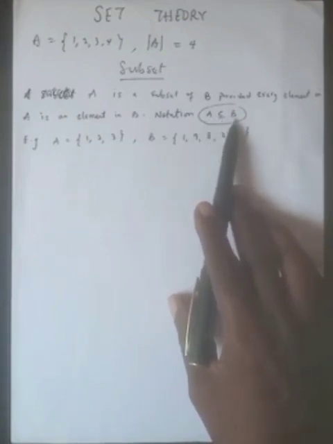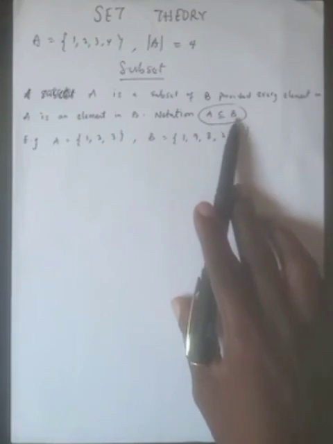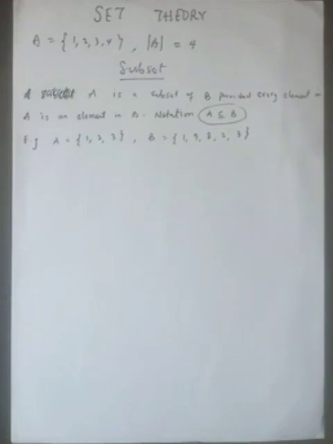The interpretation of this means all the elements we have in set A are also going to be found in set B here. And that is the only thing we have under this subset. Now let's take some examples.